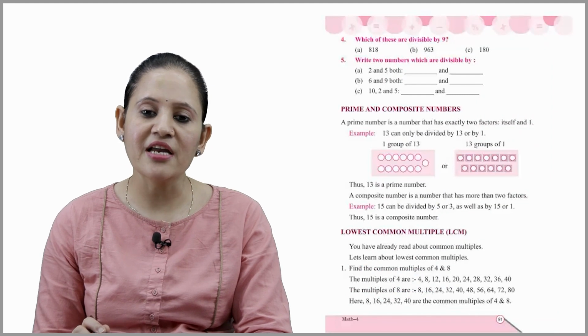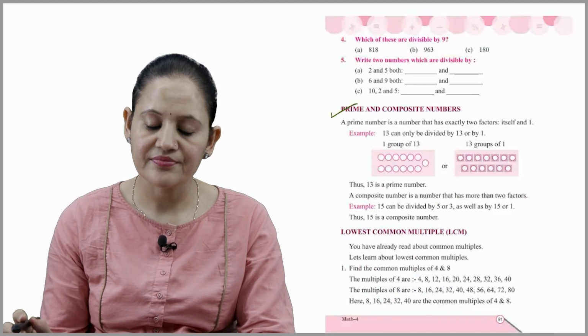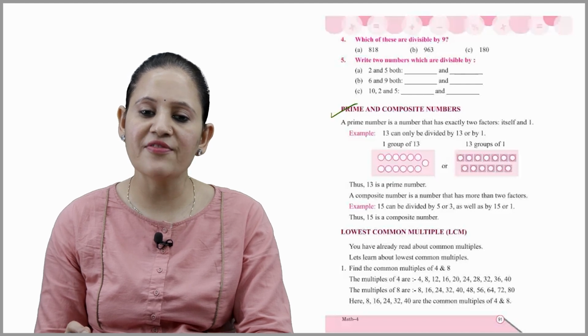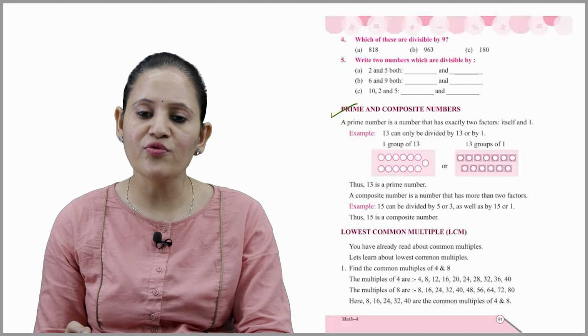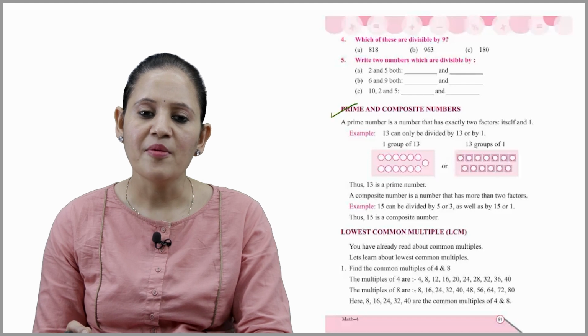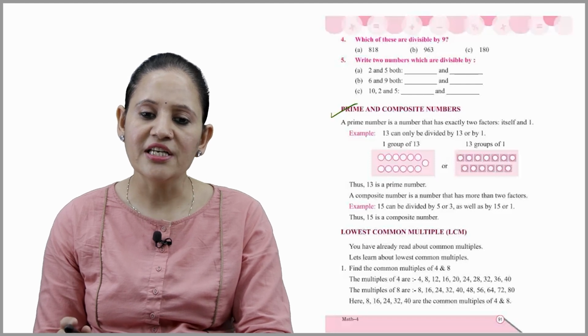Next is prime and composite numbers. A prime number is a number that has exactly 2 factors, itself and 1. ऐसा number जिसके only 2 factors of 1 and number itself, they are called prime number. For example, 13 can only be divided by 13 and by 1. So it is a prime number.